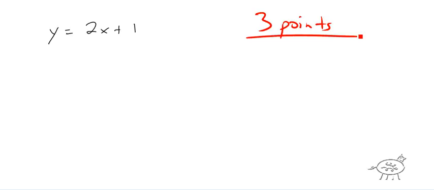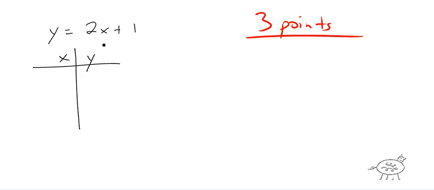But I want 3 because I think that sometimes if kids make mistakes, they can realize their mistake if they have 3 points in the graph instead of just 2. All right? So this is the deal. You're going to make a T-chart. They call it a T-chart because it looks like a big T. And you're going to pick values of x.